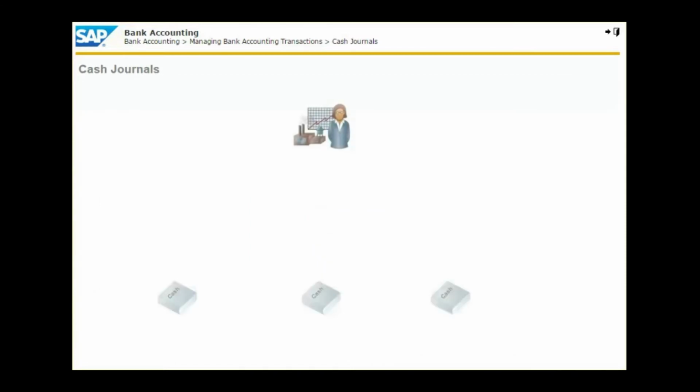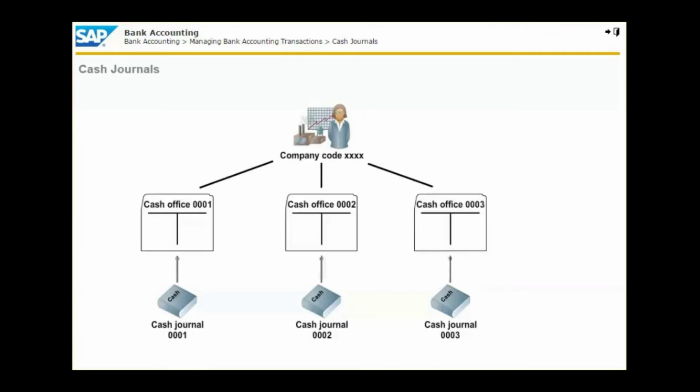SAP offers cash journals to manage petty cash. You can create cash journals that are uniquely identified by a 4-character code. Each cash journal must be assigned to one GL account, which represents the petty cash journal account in the general ledger. Cash transactions are saved separately in the cash journal and are transferred periodically, for example daily, to the general ledger.